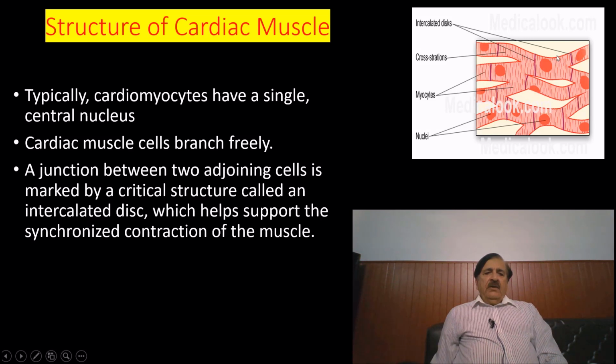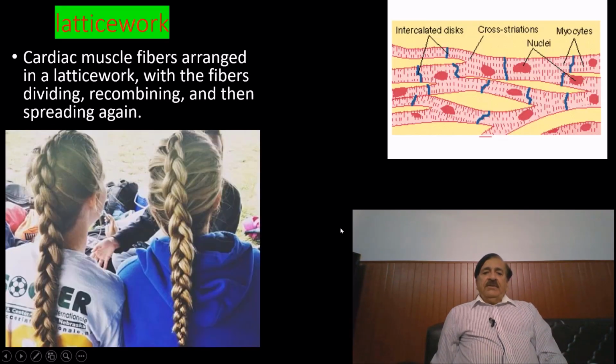Here you can see that this is a cardiac muscle cell and this is another cardiac muscle cell. When these two cells join each other, at the joining point there is a structure which is called the intercalated disc. It is present at the junction of the two cells. This structure also contains gap junctions, and it makes communication between the two cells.